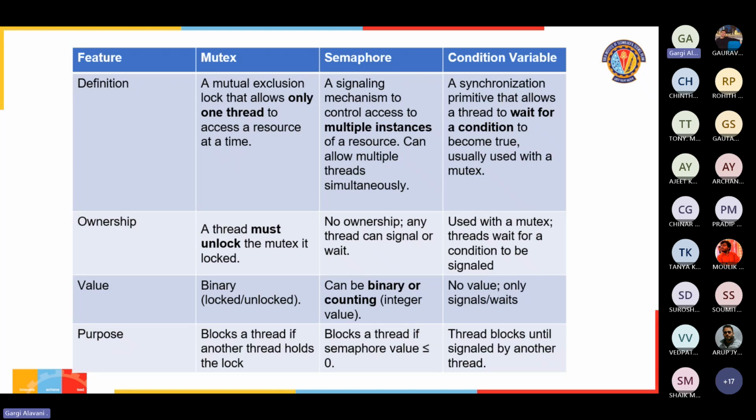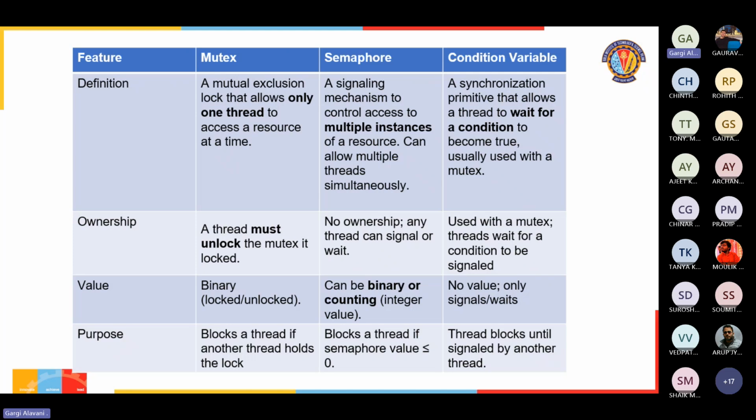A conditional variable is where we wait for some condition to be true. In semaphores we have a counter, and in conditional variables we wait for a condition. In terms of ownership, a thread must unlock the mutex if it locked it. There is no ownership as such on unlocking a semaphore; it is based on the semaphore variable. And in conditional variables, it is about the condition that threads are waiting for.